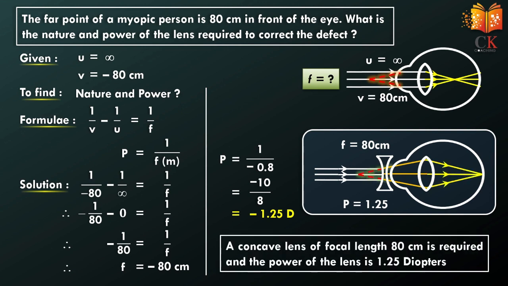We have to write the conclusion: a concave lens of focal length 80 centimeter is required and the power of the lens is 1.25 diopter. Clear? So this is how we will conclude our answer, and this should be the procedure to handle such questions so that you have no marks deduction. Do we have to draw this diagram? The answer is no, not for the numerical.